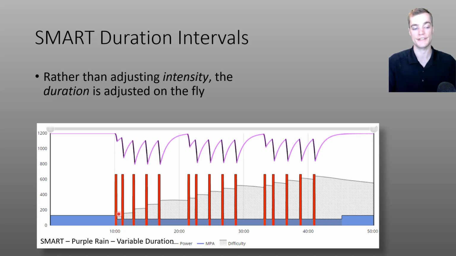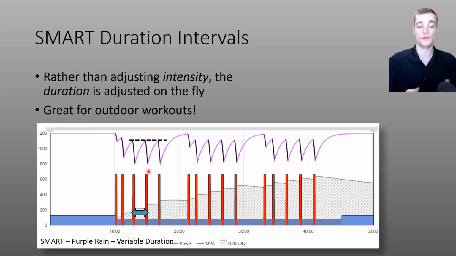And what I want you to notice is that the recovery intervals after all of the sprints in this workout are at a set and fixed intensity. So the way that this workout will work is not by adjusting the intensity of these recovery intervals, but rather by adjusting the duration. So the recovery intervals will either shorten or lengthen using your MPA and allowing it to recover to a particular value before starting the next sprint.